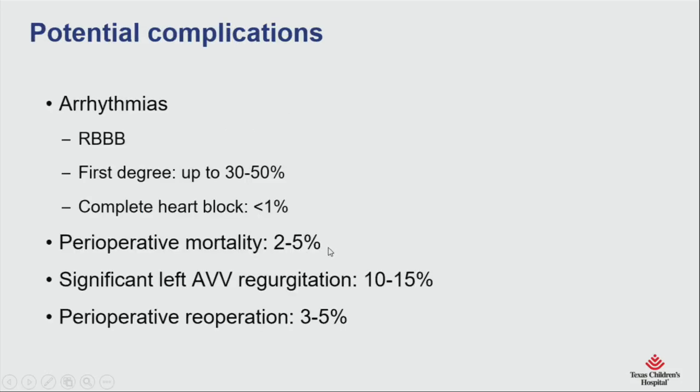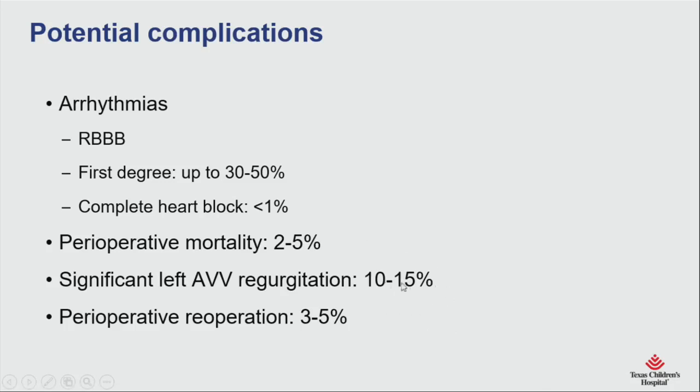What are potential complications? Arrhythmias, just like a lot of these. Right bundle branch blocks are not unusual. First degree block is also not that uncommon in these patients, 30 to 50%, just because of the conduction system being so close. That being said, complete heart block should be pretty low. Perioperative mortality is going to depend on the profile of patients. Some patients, as you know, are very sick going in. Obviously, those patients are going to have a higher risk of morbidity and mortality.